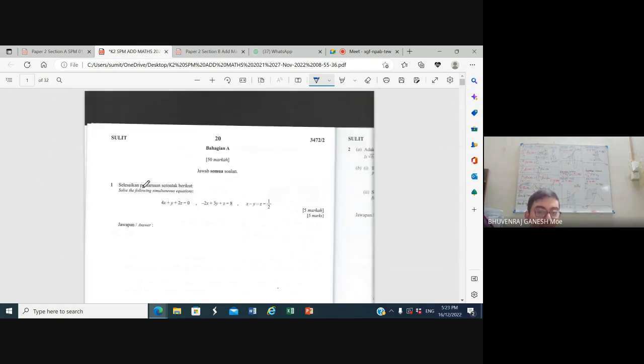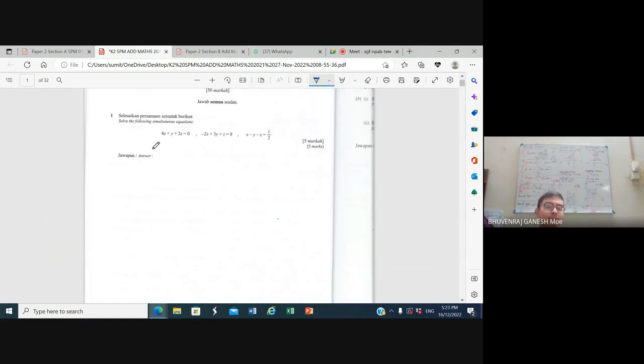This was the first question in SPM. Whether you know how to do it or not, there's nothing much. You must master your simultaneous equations. So yeah, that's the first thing.